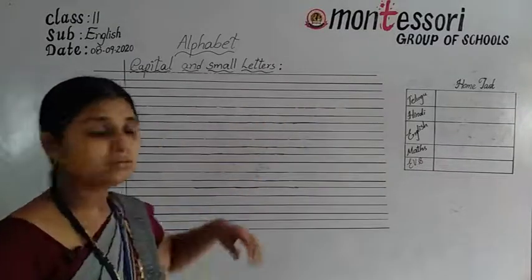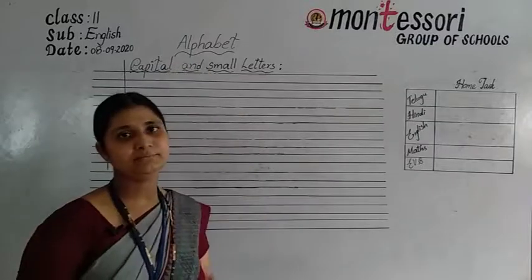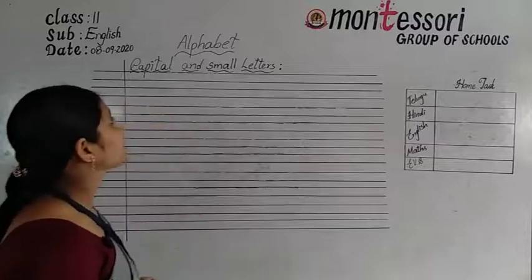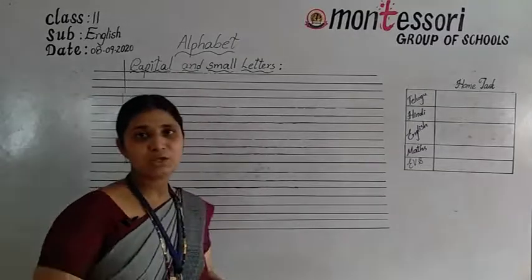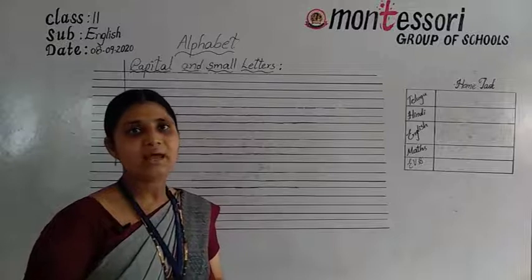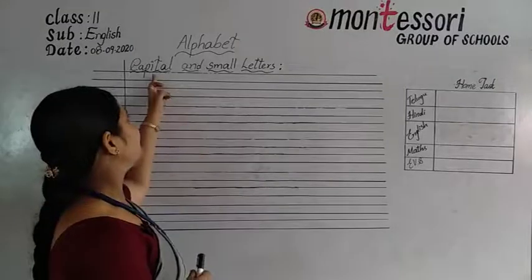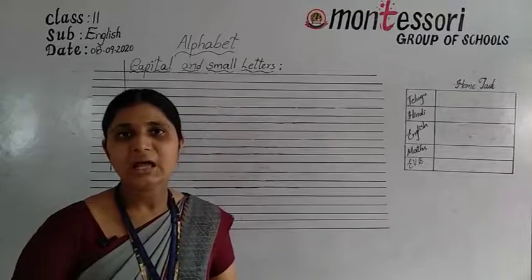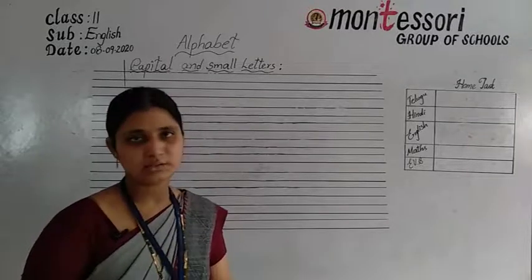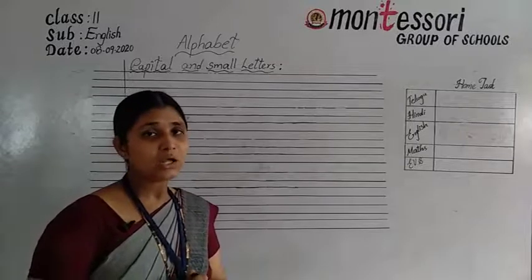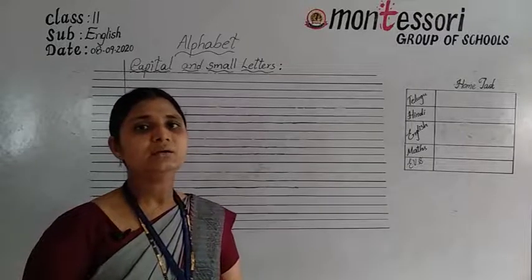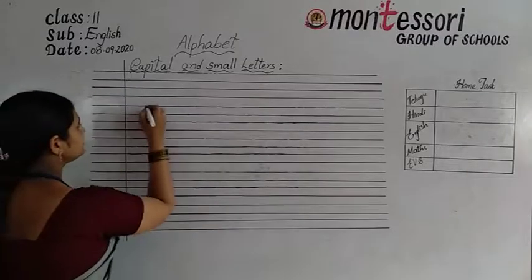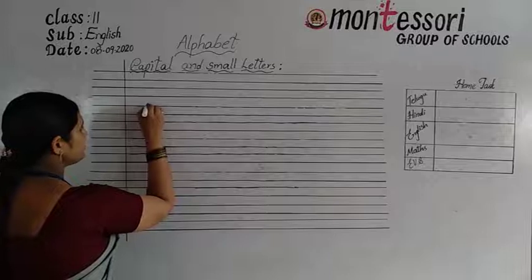You write the heading first: alphabet. A-L-P-H-A-B-E-T. Alphabet. And then capital and small letters. Now look at me, look at the board and start writing. What is the first letter? Tell me, what is the first letter?